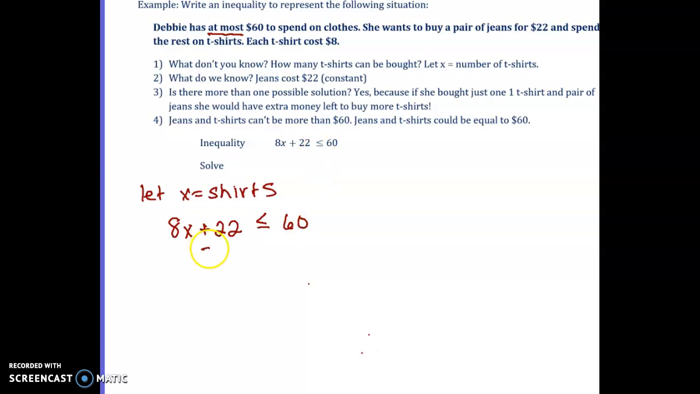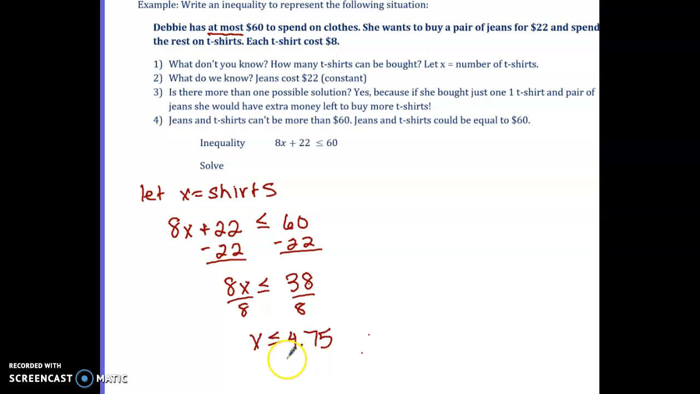Now if we solve it, we subtract our 22 from both sides. We get 8x is less than or equal to 38. And then when we divide both sides by 8, we find out that x is less than or equal to 4.75. Well, we can't buy 4.75 shirts, so do we want to round up or round down? In this case, we're going to round down because if we went up to 5, we would be spending too much money. So the answer here would be 4 shirts.